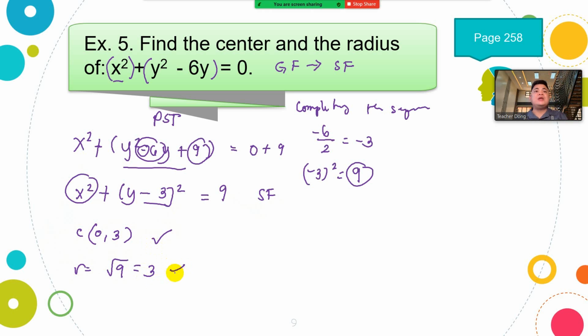So just follow the process. If it is written in general form, you have to transform it into standard form before you can actually get the center and the radius. You have to form a perfect square trinomial, and after factoring it, you can now get the center and the radius because it's now written in standard form. Now let's have another example like this so that you will better understand.